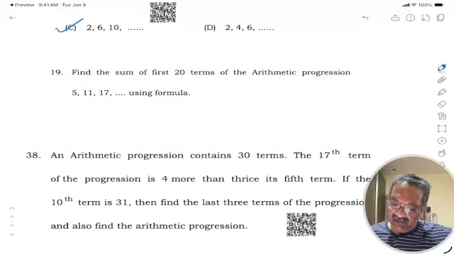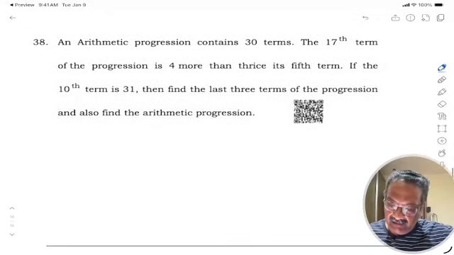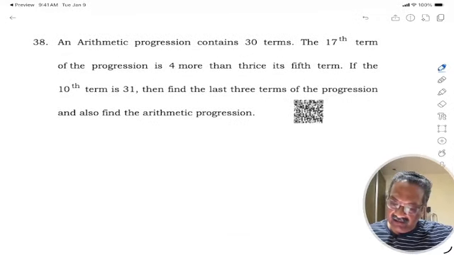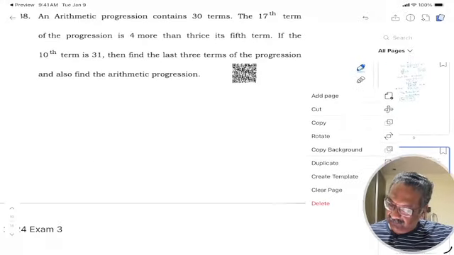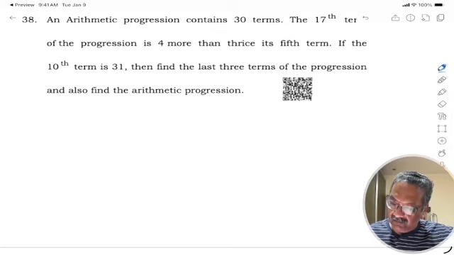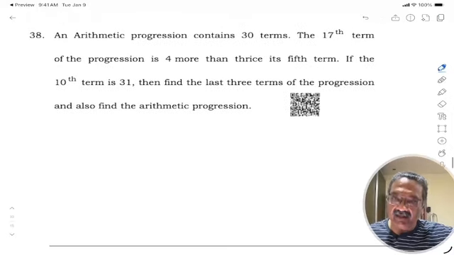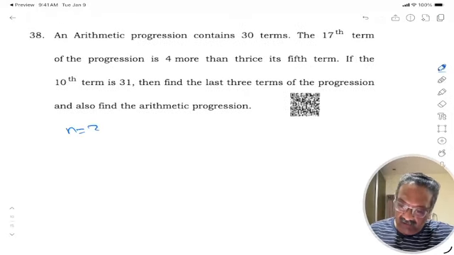Find the sum of first 20 terms. I think you can do that. That is an easier question. And an AP contains 30 terms. We will solve this. An AP contains 30 terms. So n is equal to 30.